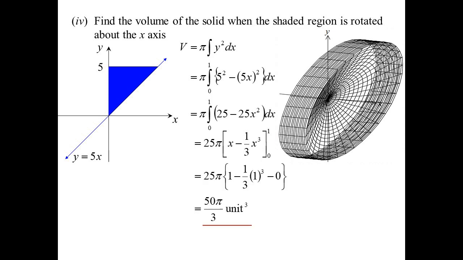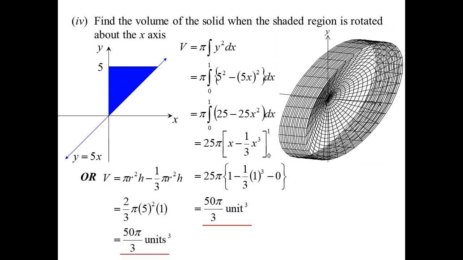Of course, with that one, remember what I just said? If you recognise the shape, as I said, we have got a cylinder and we're taking away a cone. So it's pi r squared h minus a third pi r squared h. 2/3 pi r squared h. Sub in the radius, sub in the height, bang, you get the answer straight away.